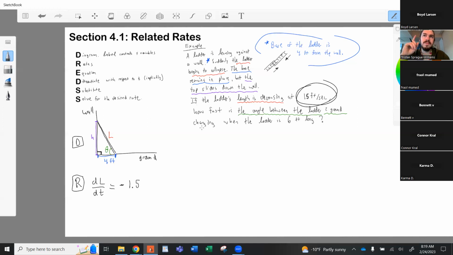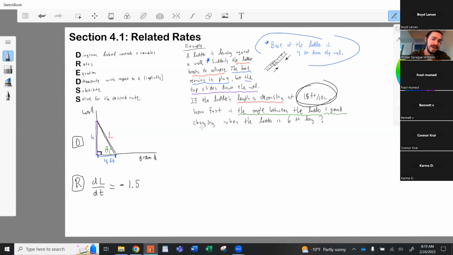So there's always going to be at least two rates that we want to identify in this step. At least one of them is a rate which is given. Sometimes you're given more than one rate, but then there's always going to be some rate that we're looking for. In this case, the question at the end is, how fast is the angle between the ladder and the ground changing when the ladder is 6 feet long? So how fast is that angle changing?